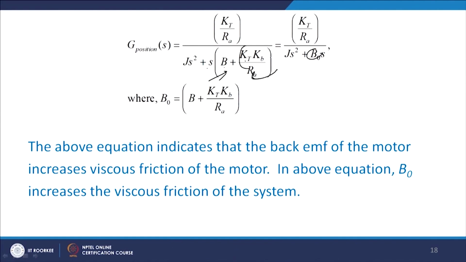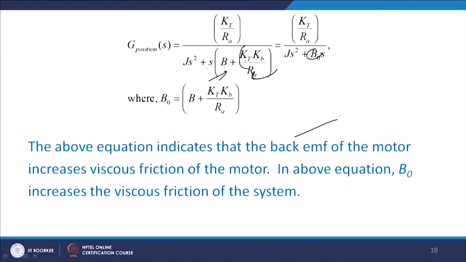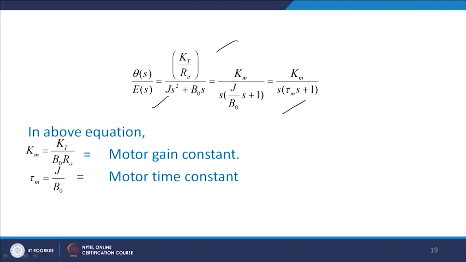So what happened? Because of this back EMF, the viscous friction also increases. So the above equation indicates that the back EMF of the motor increases the viscous friction of the motor. In the above equation, B0 increases the viscous friction of the system, and again it has been simplified, and we have got Km equals KT by B0 RA, the motor gain constant, and tau m equals J by B0, the motor time constant.